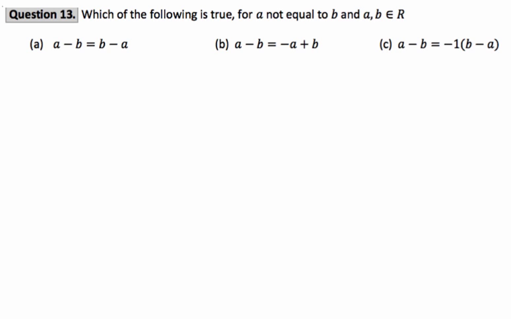And the question reads: which of the following is true for A not equal to B, and A and B being elements of the real set of numbers? Okay, so there's three options here, A, B or C. And if you want to pause the video and try this now, you can.